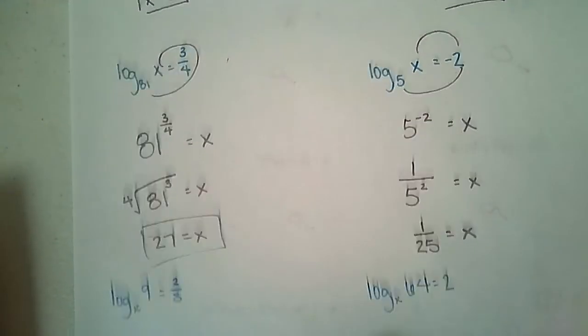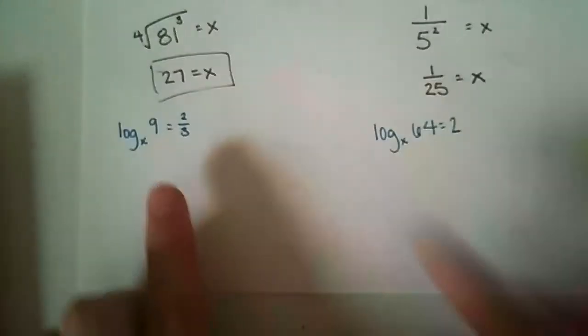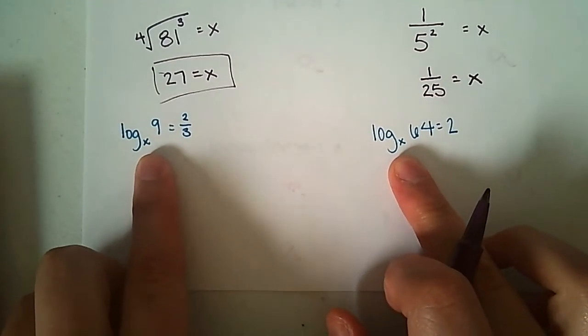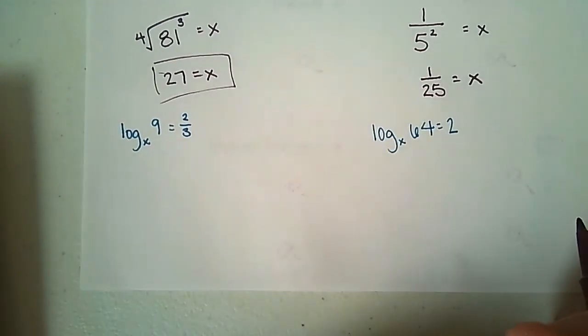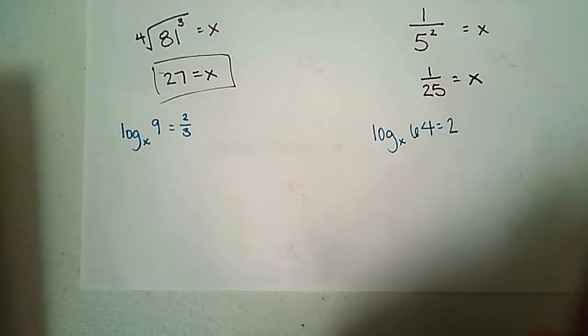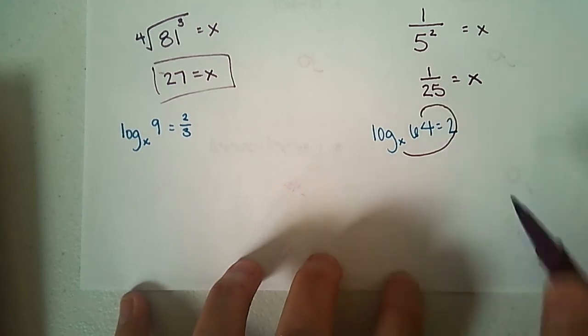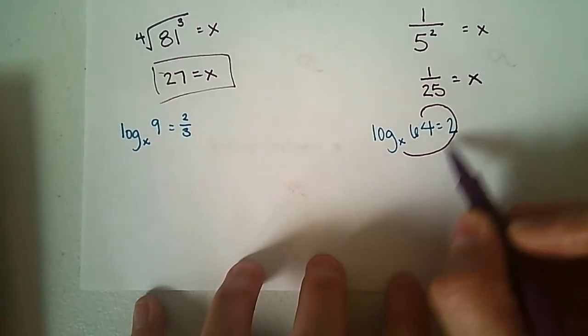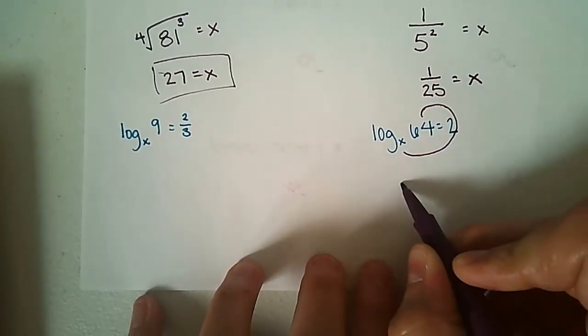Last type then is when we are solving for the base. I think I'm going to do this one first. So we have log base x of 64 equals 2. Again, first step, always get it into that exponential form. So I'm going to have x squared equals 64.